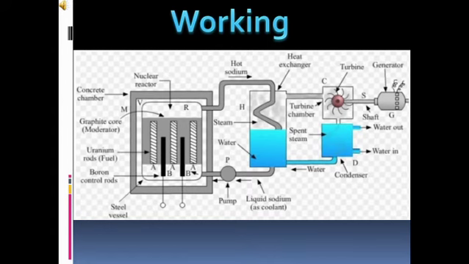Okay, then there is the reactor. It is enclosed in a concrete chamber M having thick walls to absorb the nuclear radiation. Then liquid sodium is used as coolant to transfer the heat produced in the reactor by fission to a heat exchanger or boiler for converting water into steam. Now let's talk about its working.